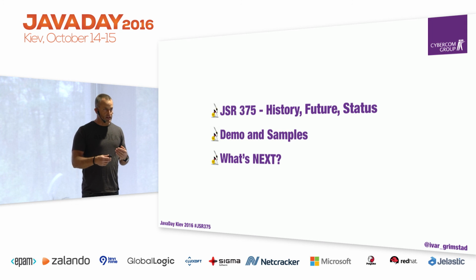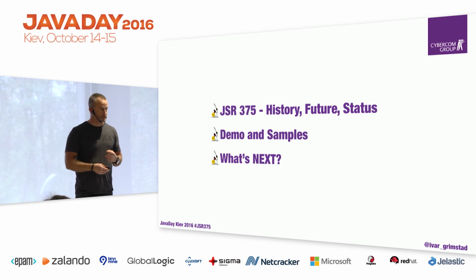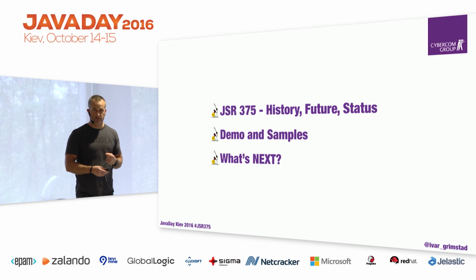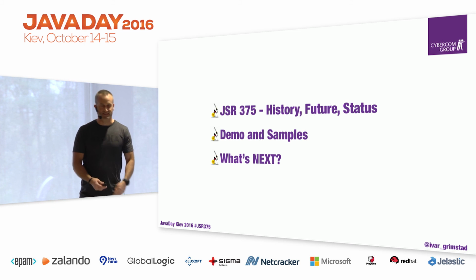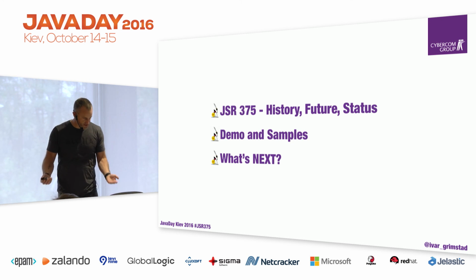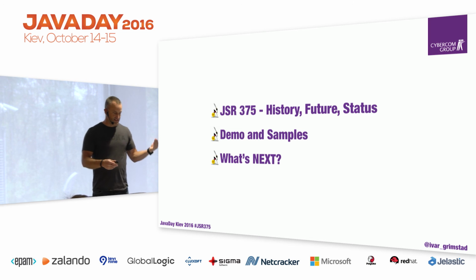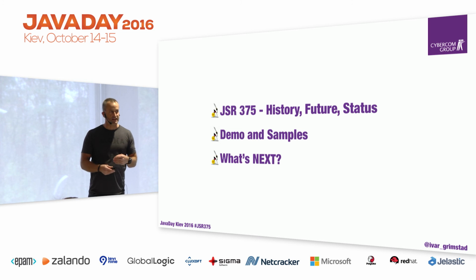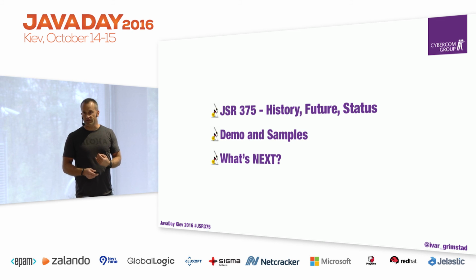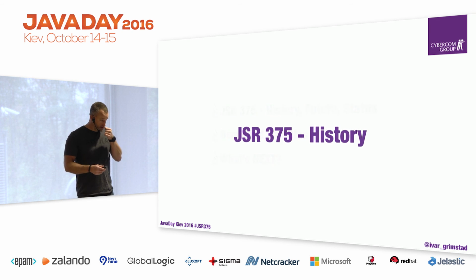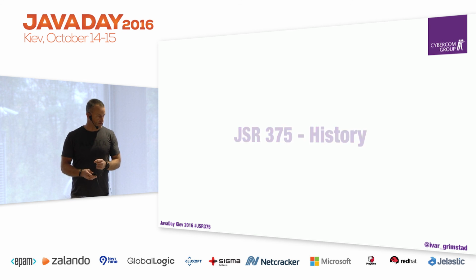Has anybody heard about JSR 375 before? Do you know what a JSR is? Okay, good. So JSR is a Java Specification Request. It's run by the Java Community Process. And this is a JSR that is planned for Java EE 8. I'll also go into a little bit about the future after Java EE 8. But first, let's start with some history of JSR 375.